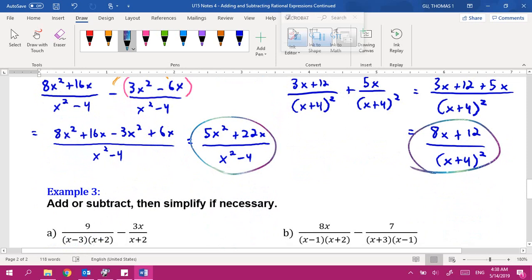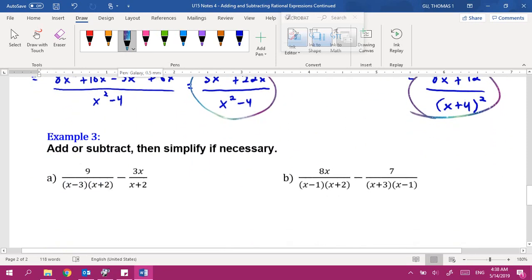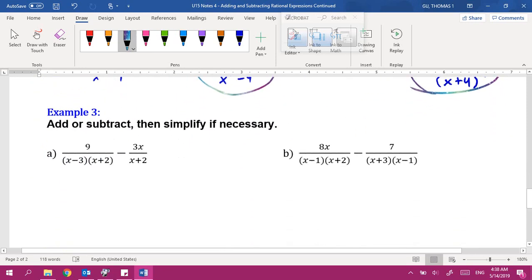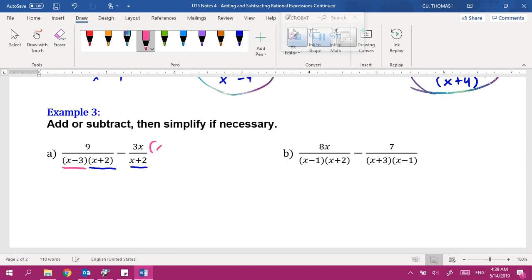Example 3, add or subtract and simplify if necessary. So let's take a look at A. Look at this. The denominators both have an x plus 2, but this left one's got an x minus 3 as well. So what do I need to multiply this right fraction by? I need to multiply it by x minus 3 over x minus 3. Alright, so boom, like this. So that's going to make the denominators the same now, and so we're going to have 9 over x minus 3 times x plus 2.